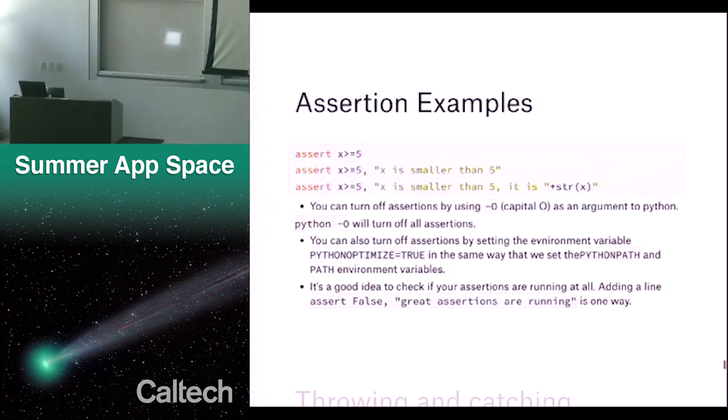So if you add a line assert false, what's going to happen if I have assert false in my code? Nico? It'll always return false, so that'll always crash, and it'll say, great, assertions are running, and then crash your code. So normally you don't assert false.